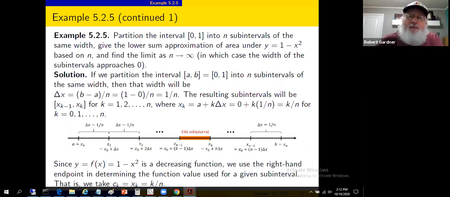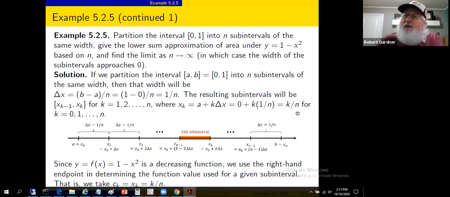The function on the little subinterval will be at its lowest on the right-hand side of that subinterval because at x sub k minus 1, it has a certain value and it has a lesser value because it's a decreasing function on the subinterval at x sub k. So use right-hand endpoints because for a decreasing function, that'll give you the lower function value on those subintervals. That is, we're going to take c sub k, the value we plug into the function, to be x sub k, the right-hand endpoint of each subinterval. In this case, it was k over n.